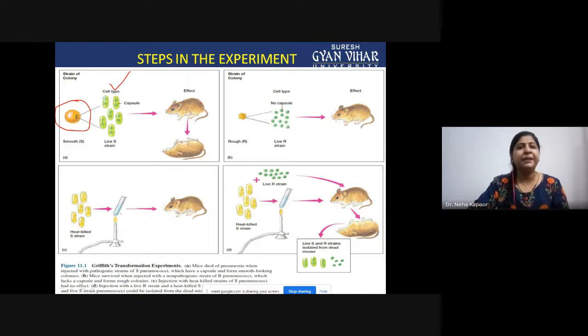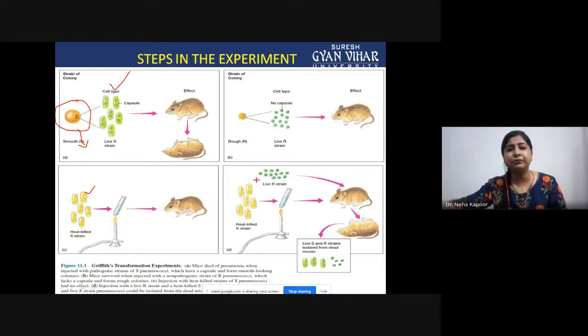After that, he repeated the experiment. What he did, he took again the smooth strain, but he heat killed this bacteria. After heat killing, this LPS capsule was broken. Because of that, when he injected this heat killed S strain inside the mouse, it survived. So from there he got the info that the main virulence factor is present in the LPS capsule or something. But he was not sure.